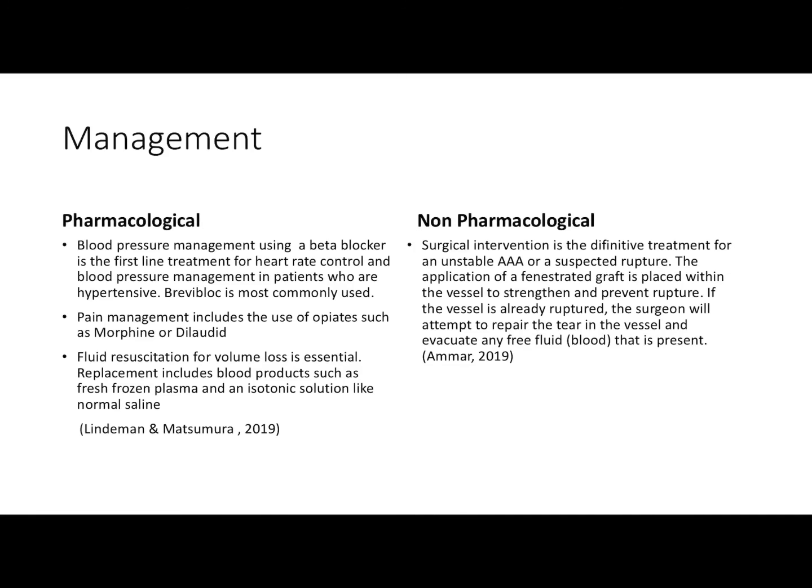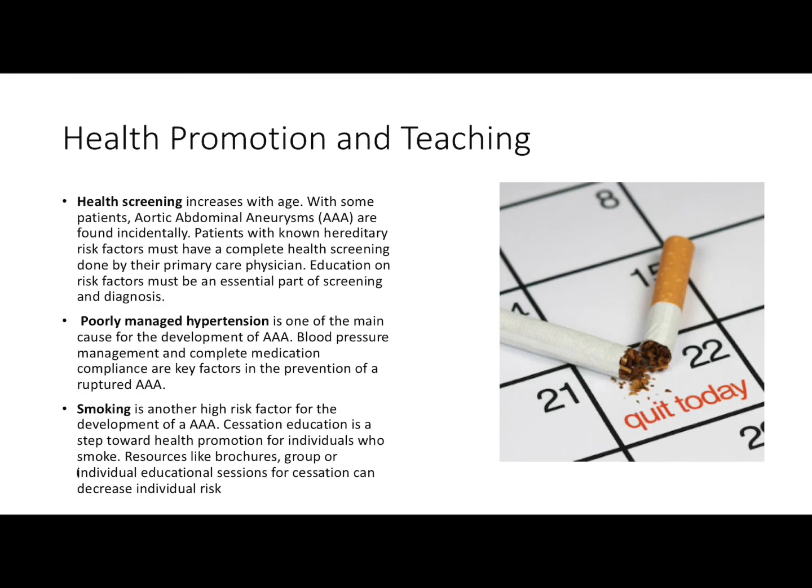The only definitive intervention for a AAA or the rupture of a AAA is surgical intervention. It's the most common treatment for an unstable AAA or suspected rupture. The application of a fenestrated graft is placed within the vessel to strengthen and prevent it from rupturing. If the vessel has already ruptured, the surgeon will attempt to repair a tear in the vessel and evacuate any free fluid present. Health promotion and teaching.